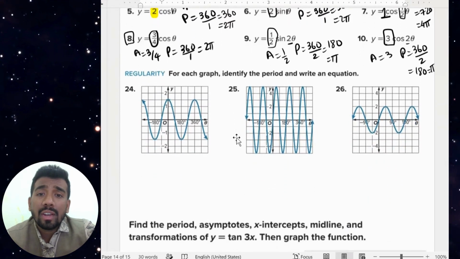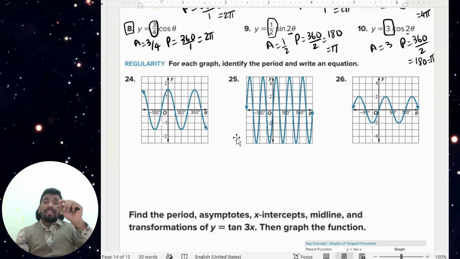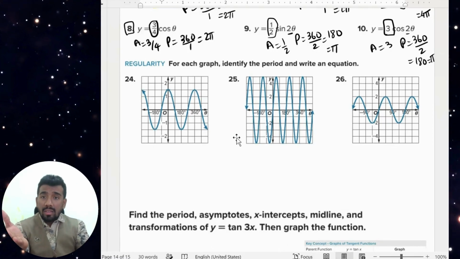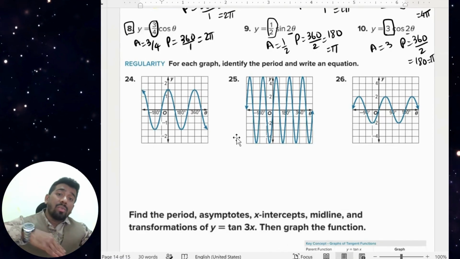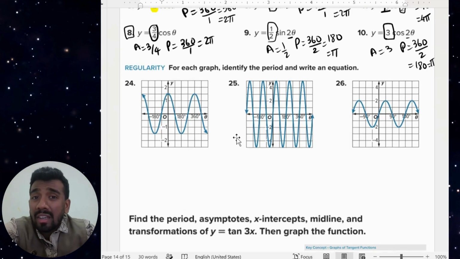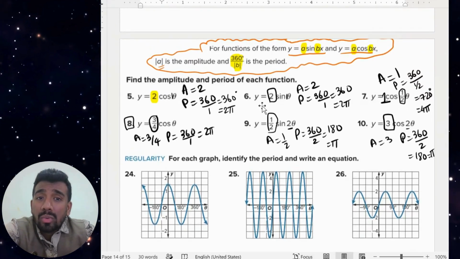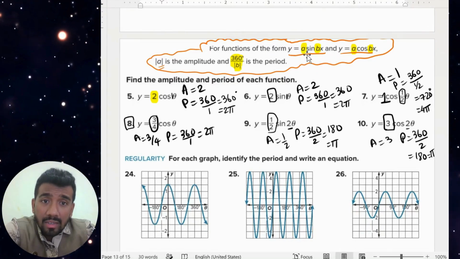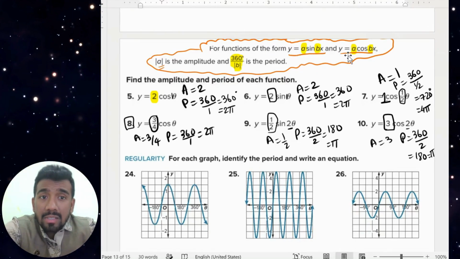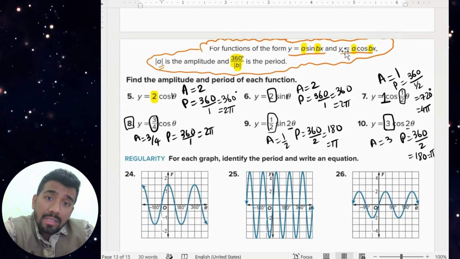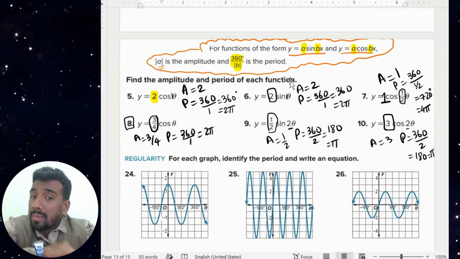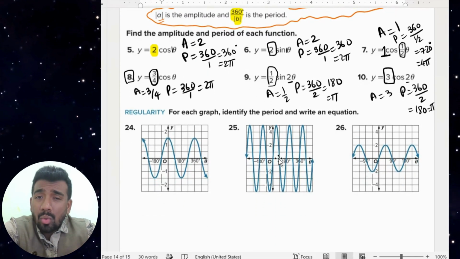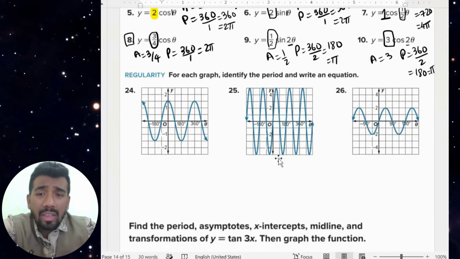Now, for each graph, identify the period and write an equation. Okay. So, if they have given you the graph, you need to find the period and write an equation. Period is pretty easy. And how you write the equation? You know the equation. You see, y equal a sine bx, y equal a cosine bx. A is the amplitude, and 360 by b is the period. Okay, I'll tell you step by step. Don't worry, it's very easy.